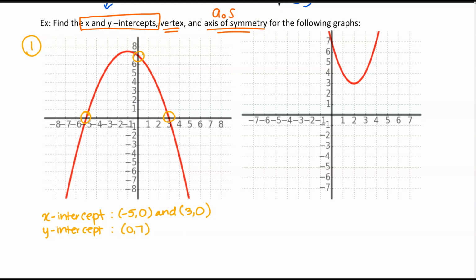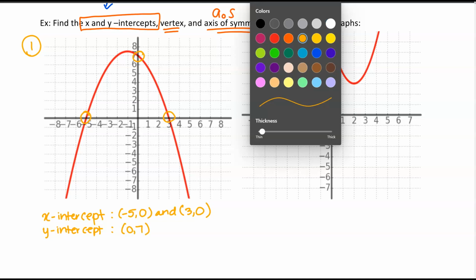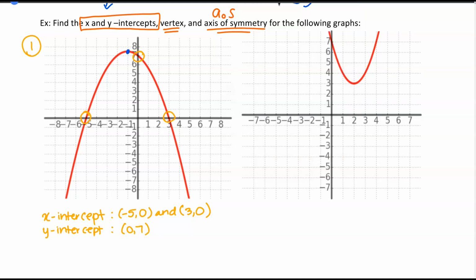Okay. Now let's take a look at that vertex. That vertex is the highest point here, and we're looking at right there. That looks like our vertex, right? And if I were to guess, that looks like it's about halfway through 7.5. So we're looking at when the vertex is going to be when x equals -1 and 7.5.